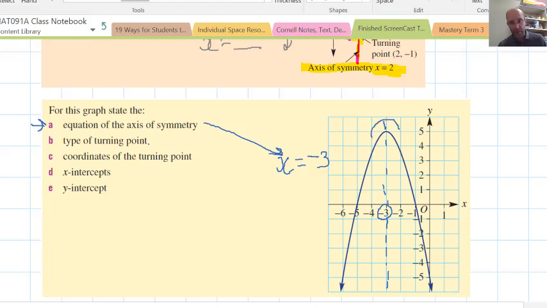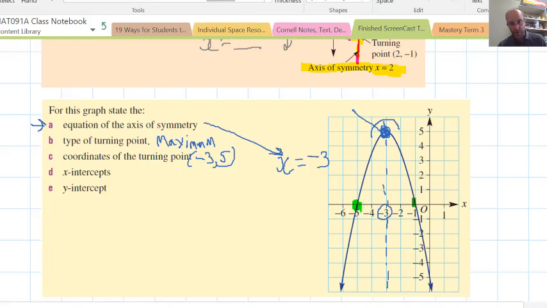What type of turning point? Well, that's where it turns around there. That's your turning point. It's either a maximum or a minimum. So this one is a maximum turning point because it hits the top. What are the coordinates of that turning point? Well, we can see it there. It's the point negative 3, 5.